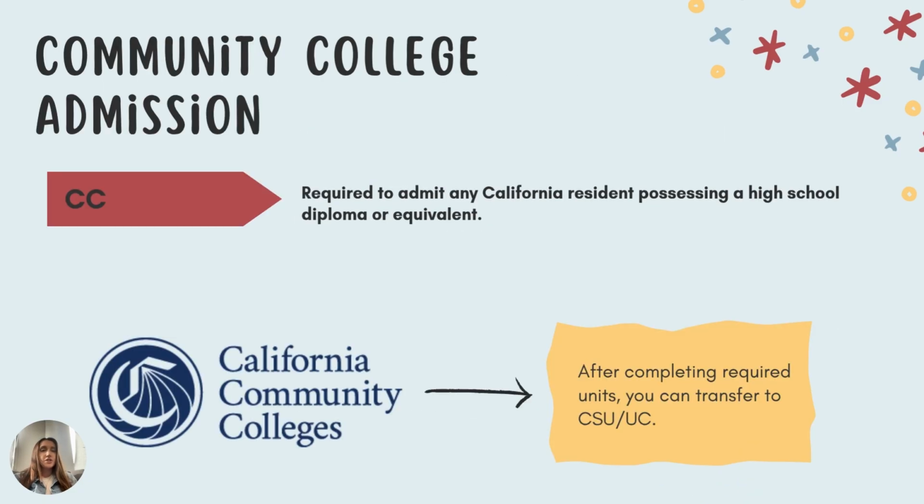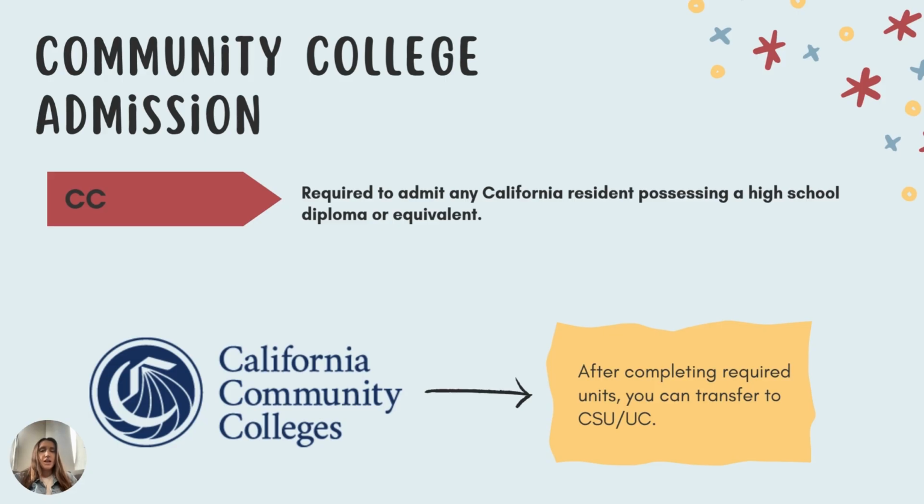Community college admission. So if a student doesn't want to go to a 4-year, or maybe they don't have the financial resources to go to a 4-year, community college is not something to dismiss. That's a very good start. So the community college admission track just requires any California resident possessing a high school diploma. So all your student has to have is their high school diploma. They're not looking for any minimum GPA or any of those factors that we just talked about for the CSUs and UCs.